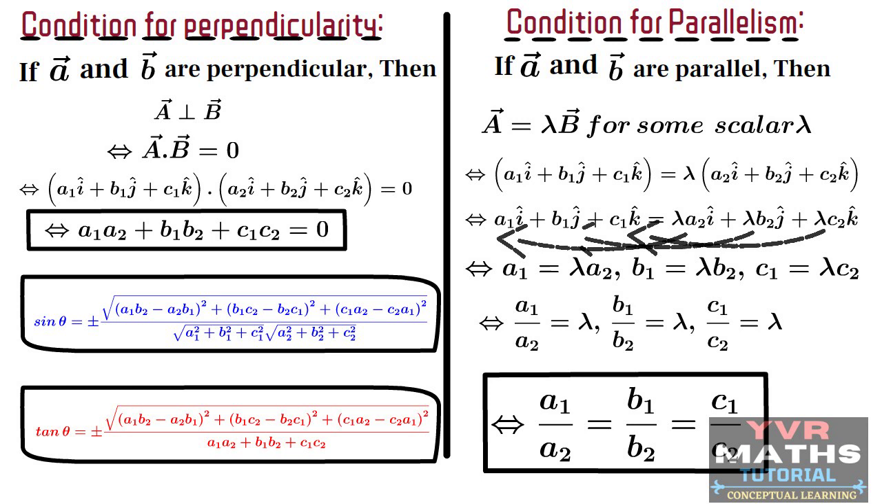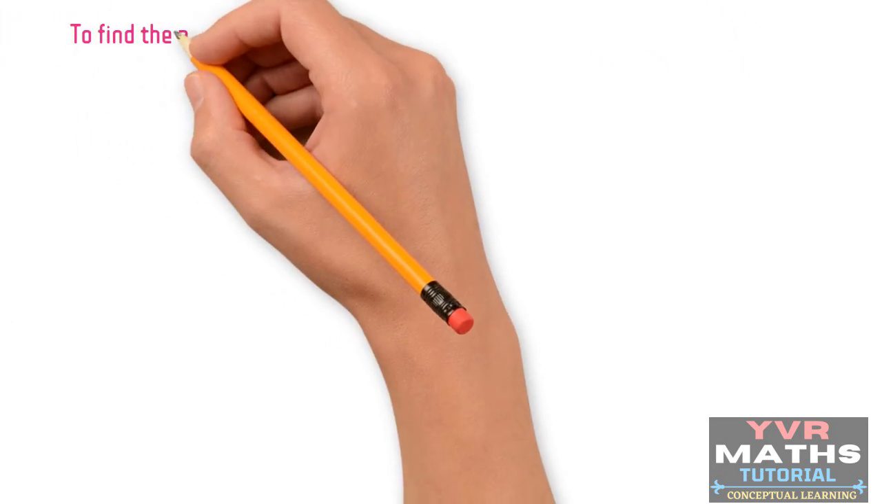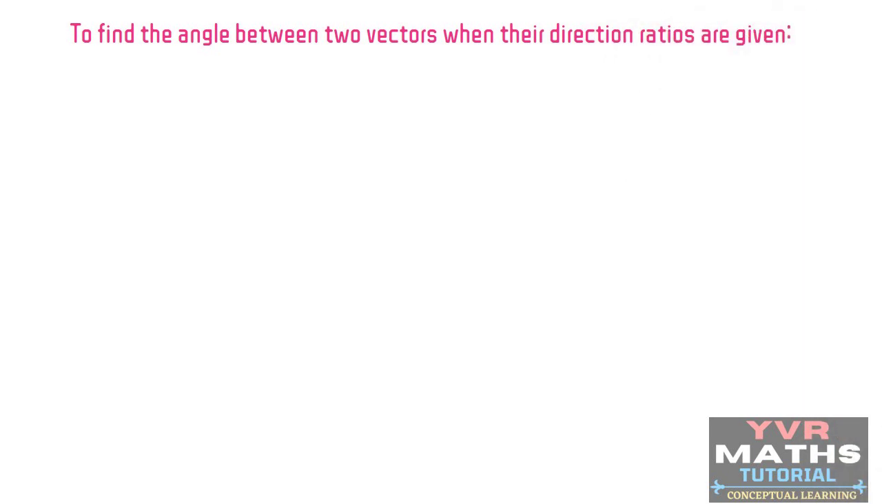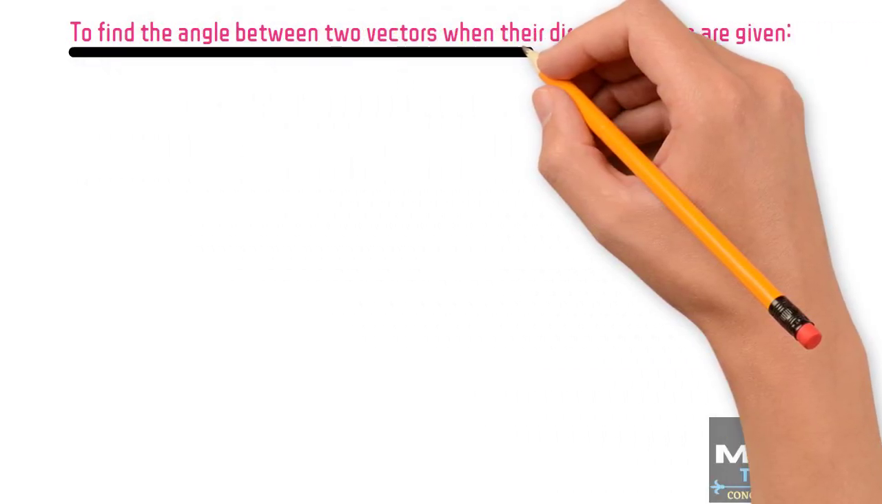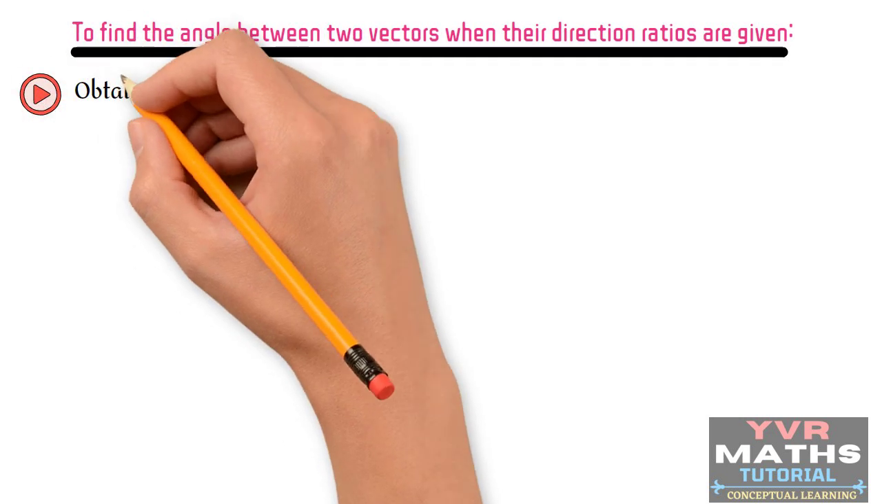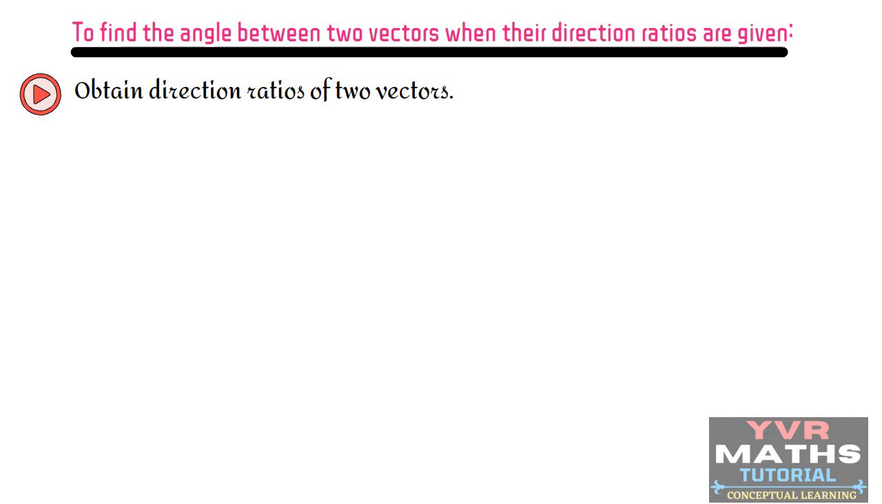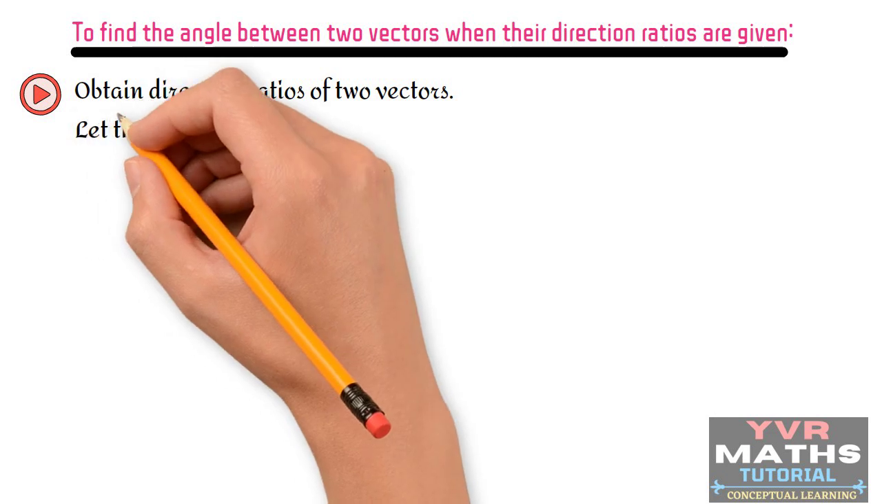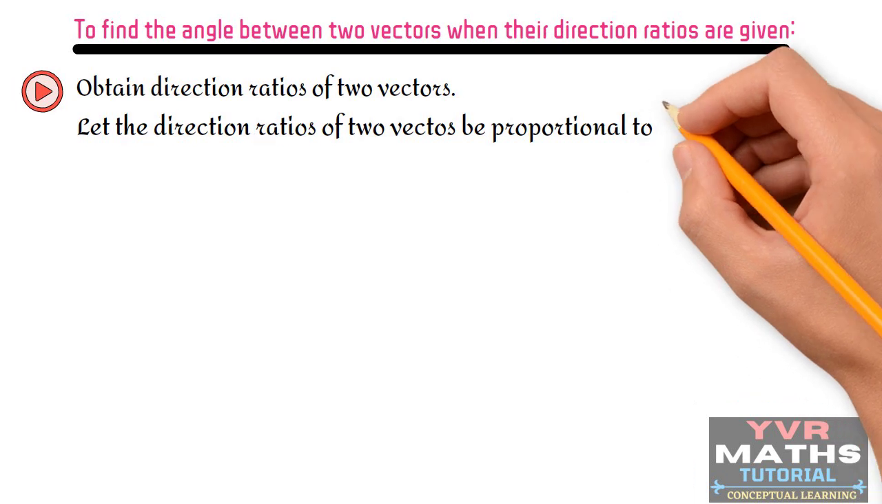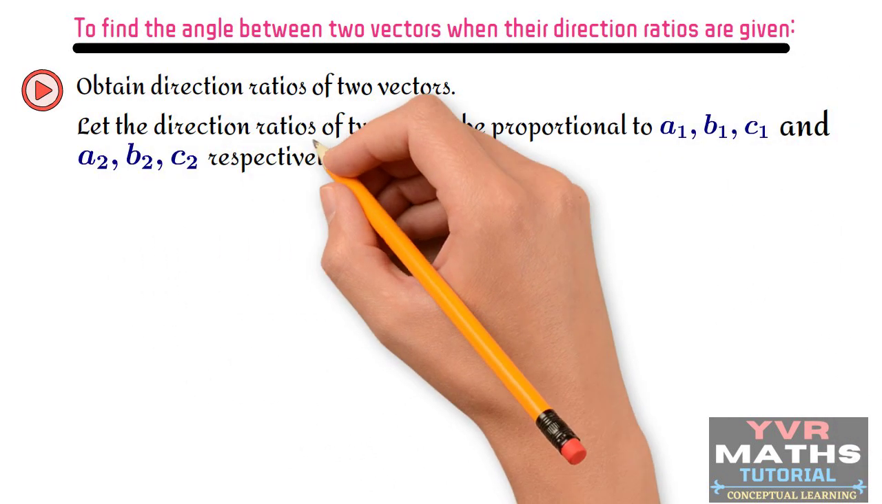Now, I will tell you one algorithm to find the angle between two vectors when their direction ratios are given. The same algorithm will be applicable for direction cosines also, but here I am going to explain only for direction ratios. First of all, what we have to do? First, obtain the direction ratios of the two vectors. From the given question, you can obtain the direction ratios of the two vectors. Let the direction ratios of the two vectors be proportional to a1 b1 c1 and a2 b2 c2 respectively.